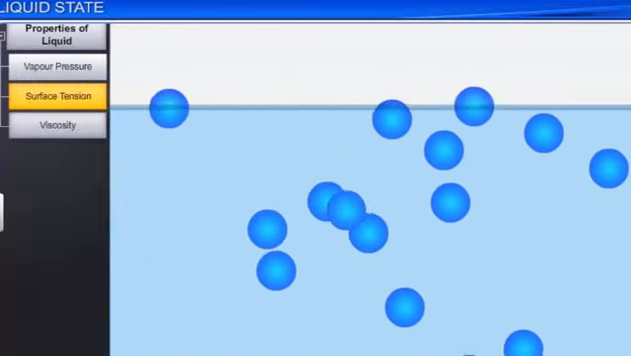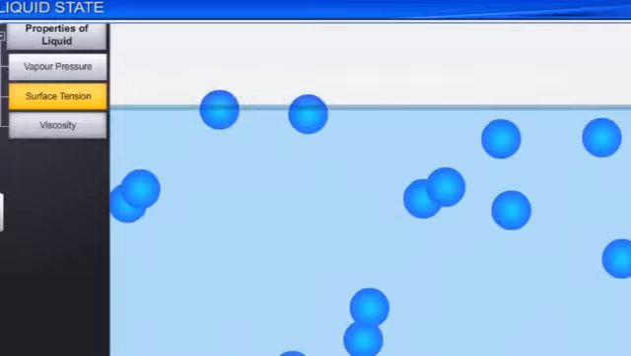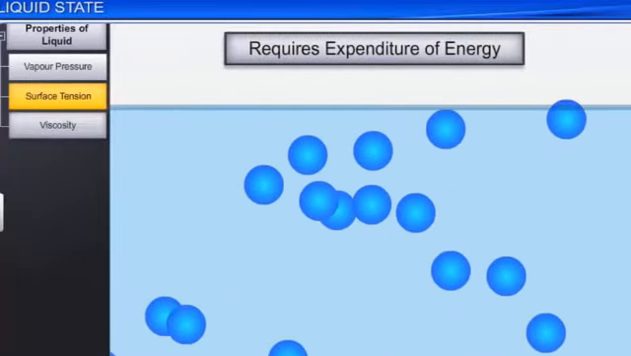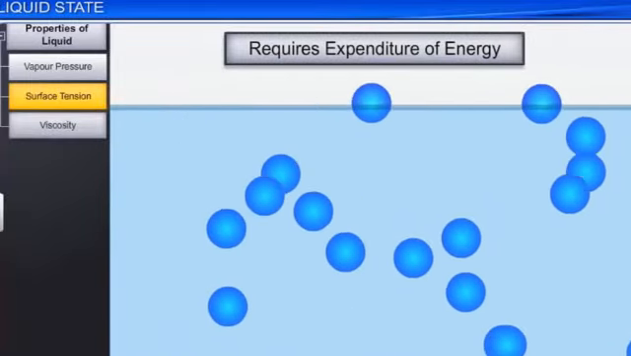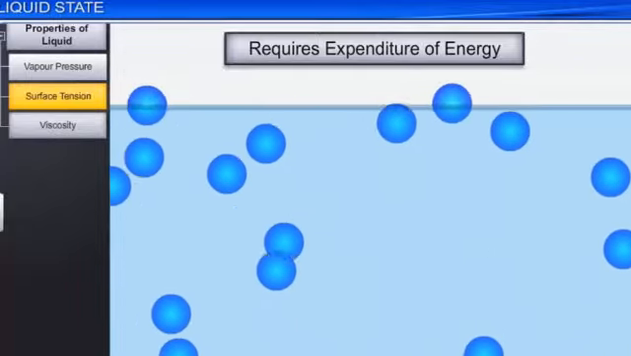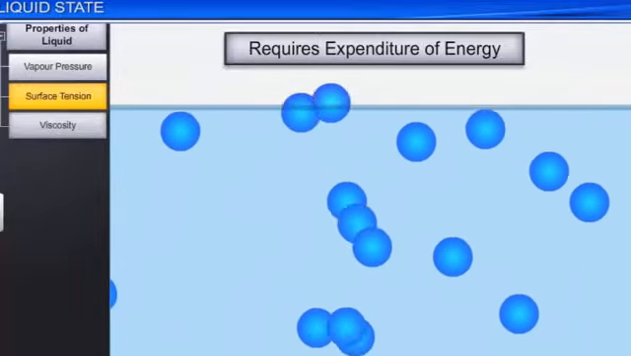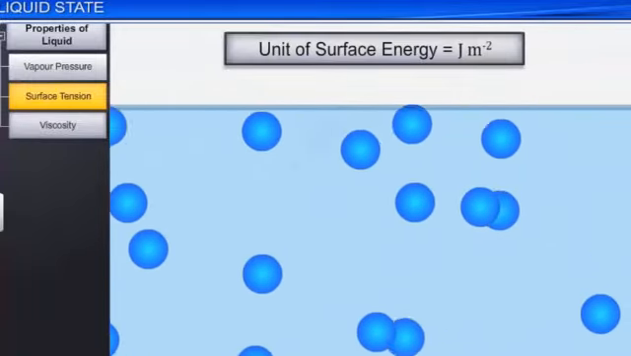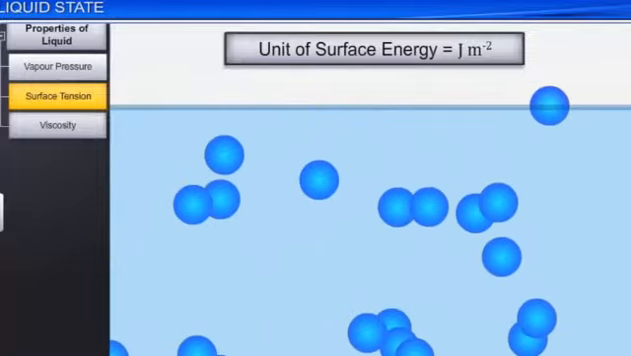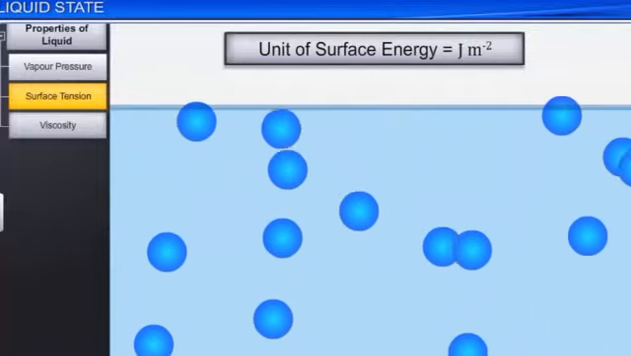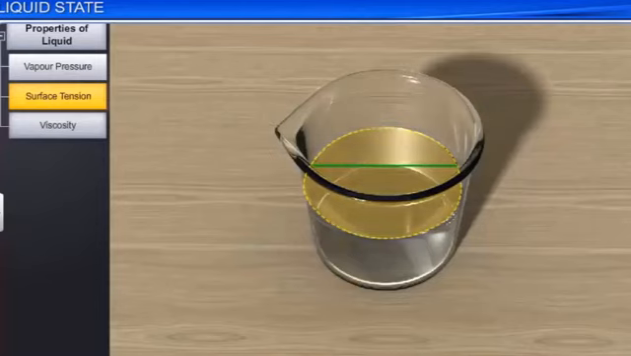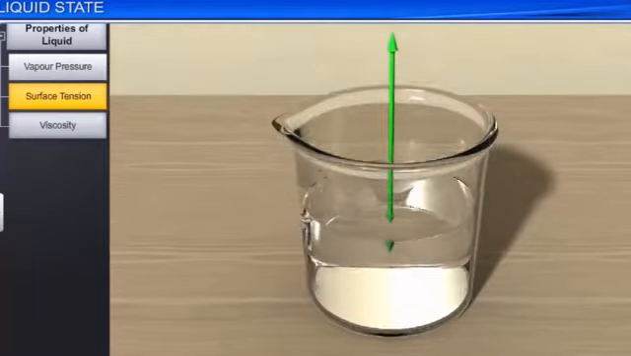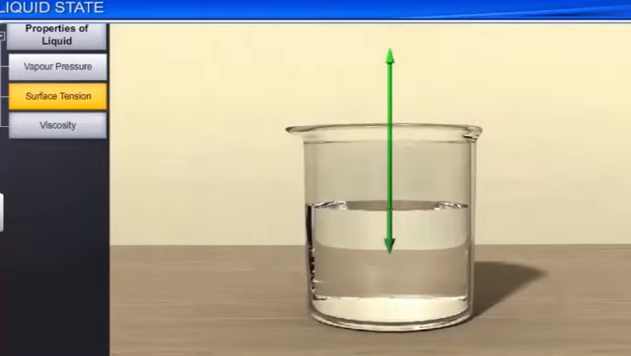The energy required to increase the surface area of the liquid by 1 unit is defined as the surface energy. The unit of surface energy is joule per meter squared. Surface tension may be defined as the force acting per unit length perpendicular to a line drawn on the surface of the liquid. It is denoted by gamma and is measured in kilogram per second squared. Its SI unit is Newton per meter.